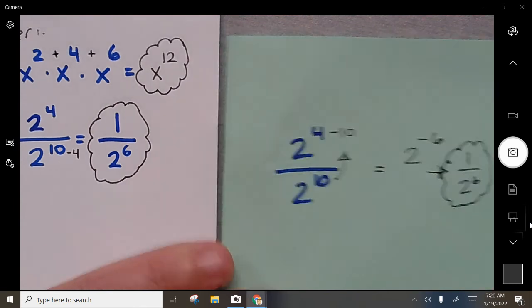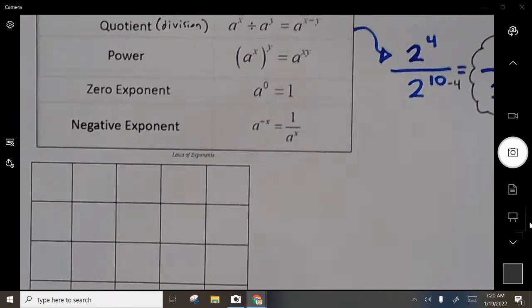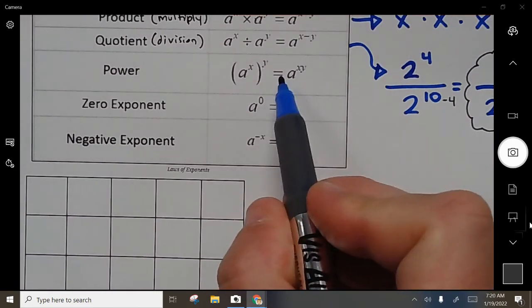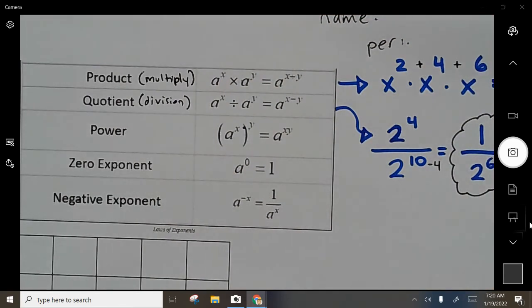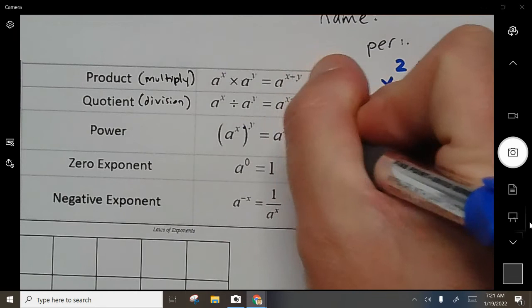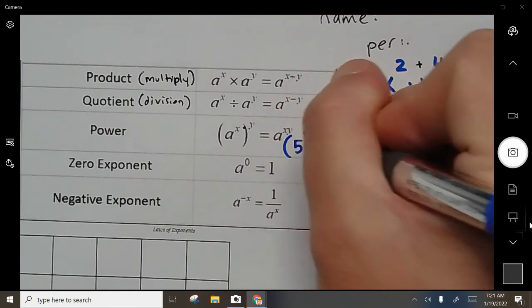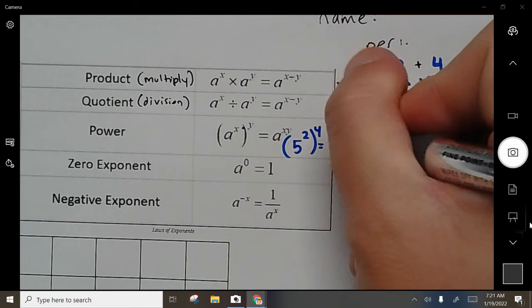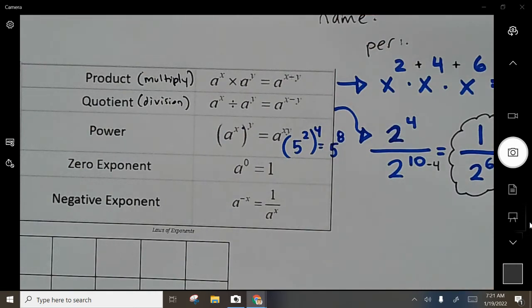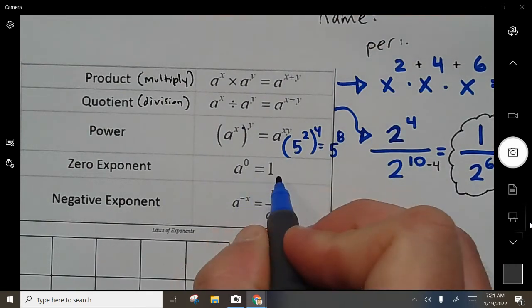Okay. All right, cool. Now, this rule is super simple. All you do is multiply the exponents. All right. I don't need to go into that one too much. Let's just say if it was 5 squared, with the 4th, that would have equaled 5 to the 8th. Okay. Anything to the 0 power equals 1.